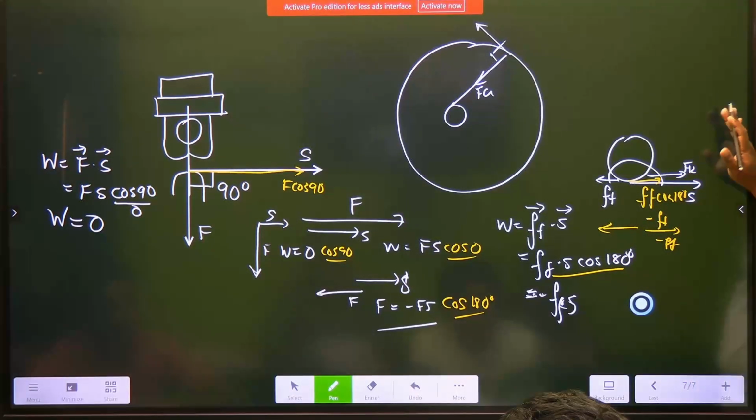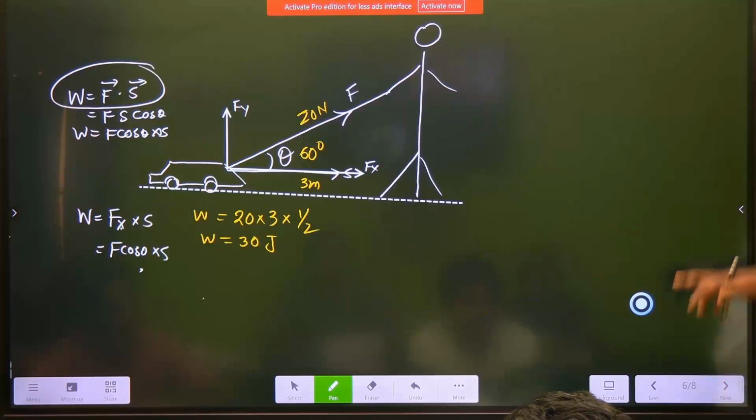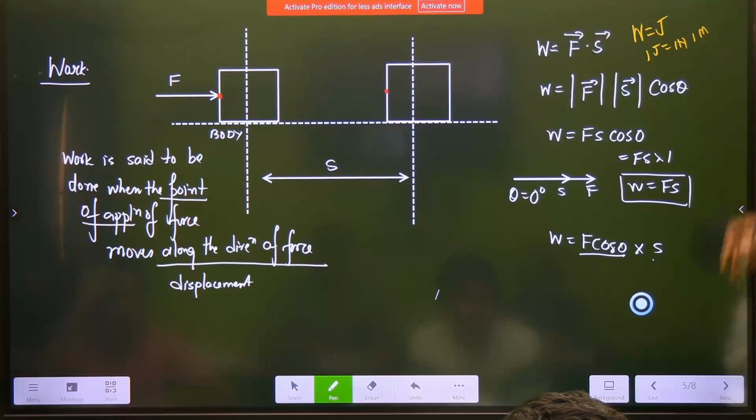ये थोड़ा सा वीडियो भी देख लीजिए, नोट्स मत बनाए. Next class when you come, we will be studying this in proper manner, and then we will say what is the definition of work.